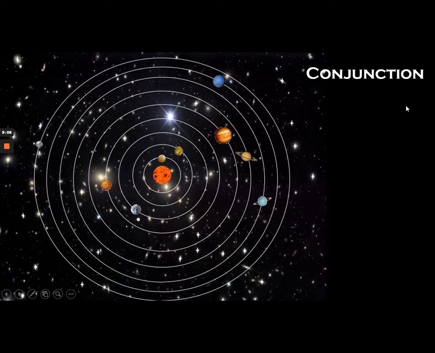Okay, next we will deal with conjunction. So conjunction is when two things appear to be close to each other. Now don't forget, there's a big difference between being close and appearing close. If I was to look along here at the Sun, and I would see Venus there, we would say Venus and the Sun are in conjunction. They appear to be next to each other, but they're not.